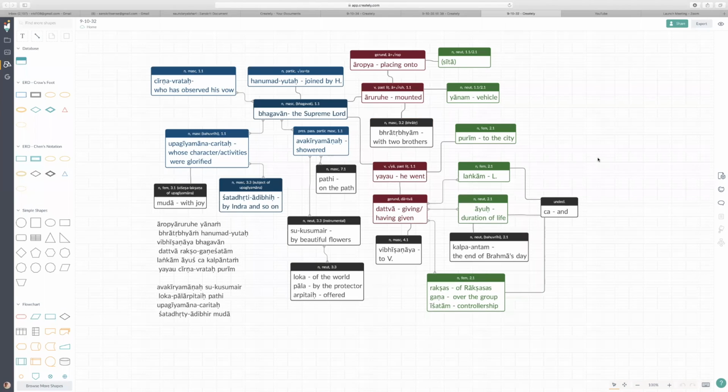So the verse which we looked at yesterday had the word Bhratribhyam. Bhagavan Rama mounted his vehicle, the Pushpaka Vimana, along with two brothers. Actually, it struck me right after the meeting: he had Lakshmana with him, so why two brothers? There must have been Rama and Lakshmana, but then who is the second brother?